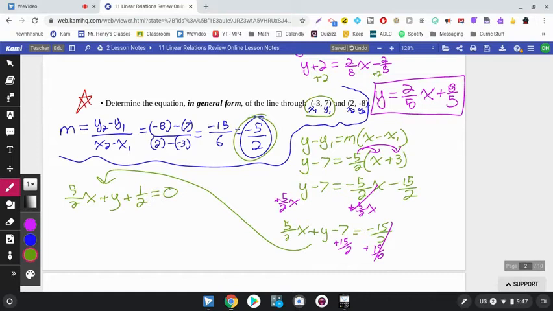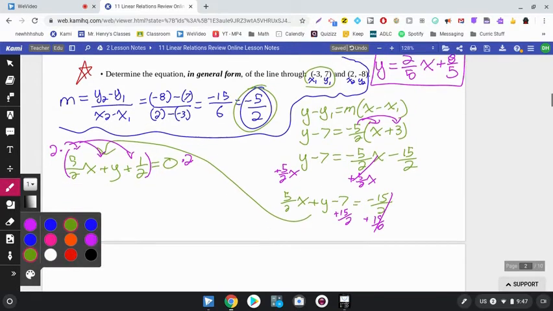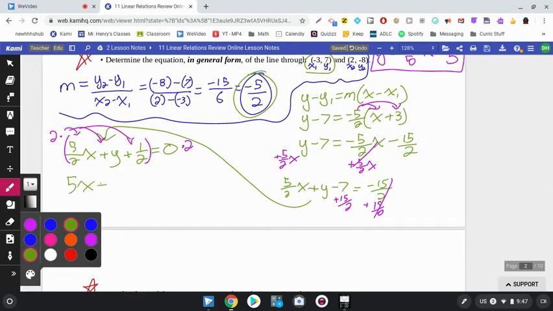Done. I need the x to have a positive coefficient. Done. And I cannot have fractions or decimals. Not done. So what I'm going to say is, I have a divide by 2. That's the fraction I'm looking at. If I wanted to get rid of that, the opposite of divide by 2 is multiply by 2. What I do to one side, I do to the other. I have to do it to the entire left side and the entire right side. So it's like I'm doing the distributive property. Okay, and I get 5x plus 2y plus 2 times 1/2, 1. Oh, hey, I got rid of that fraction as well. And there it is in general form.